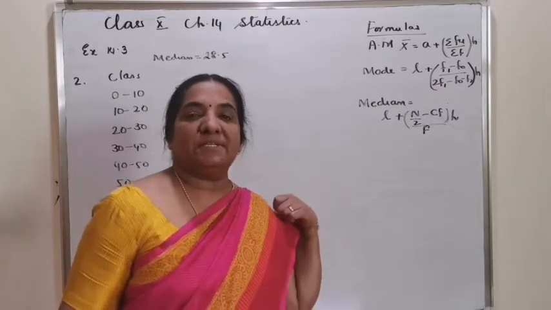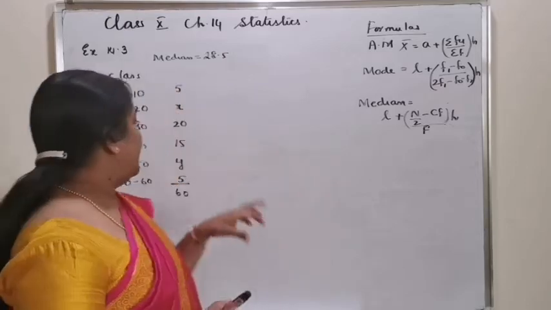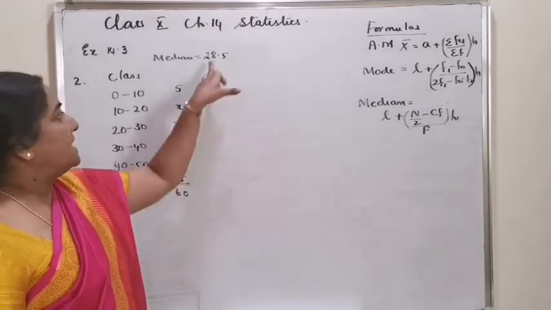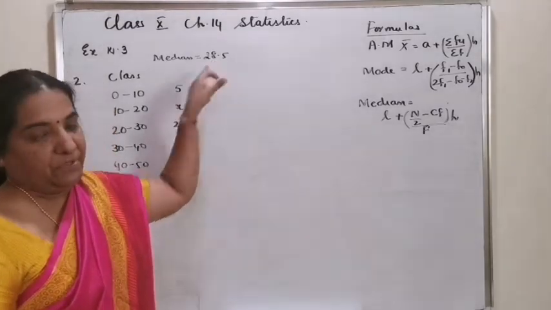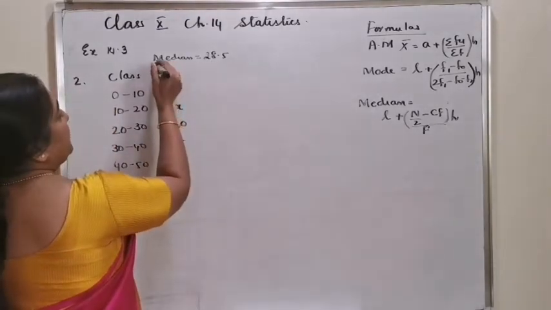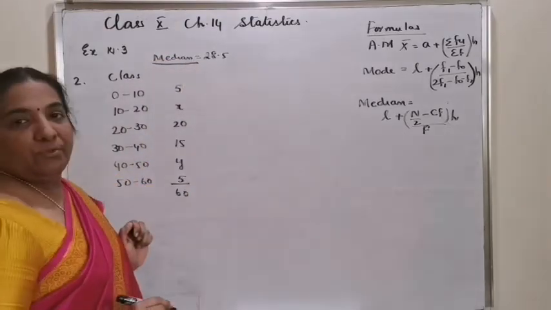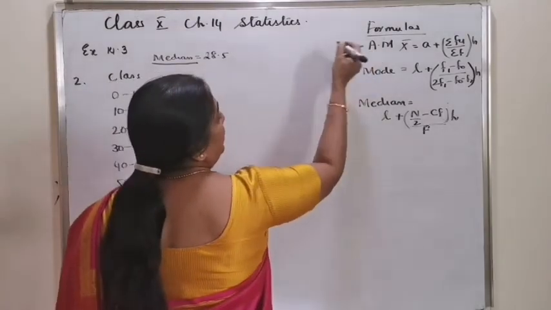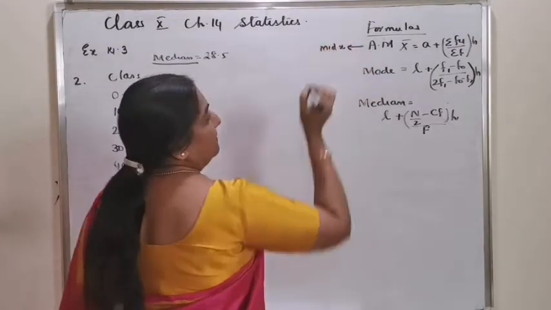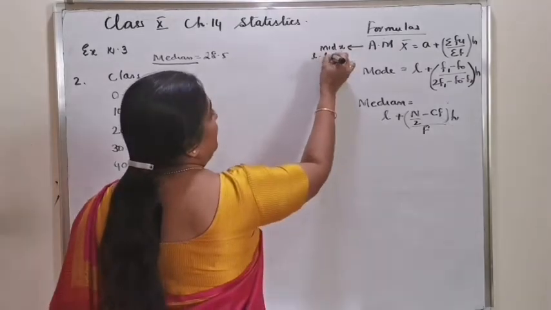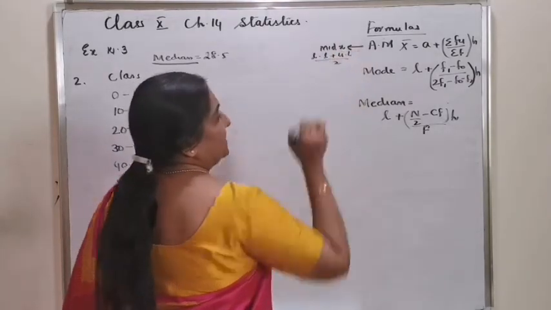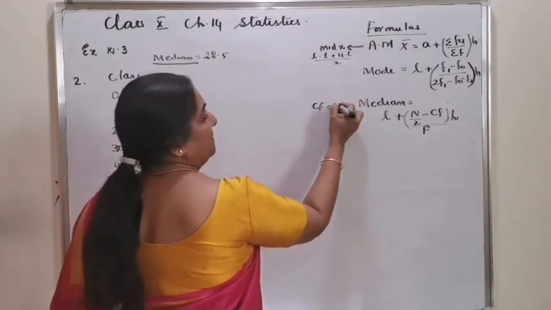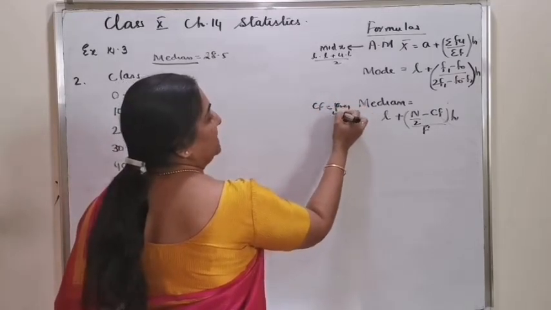Now the second question in the exercise is based on finding the missing frequencies when the total frequency as well as the median is given to you. Whenever you consider median, you will always take the third column as the cumulative frequency. For arithmetic mean, the third column is always the mid-x, which can be found out by lower limit plus upper limit by 2, and median cumulative frequency, that means the frequency up to that class.